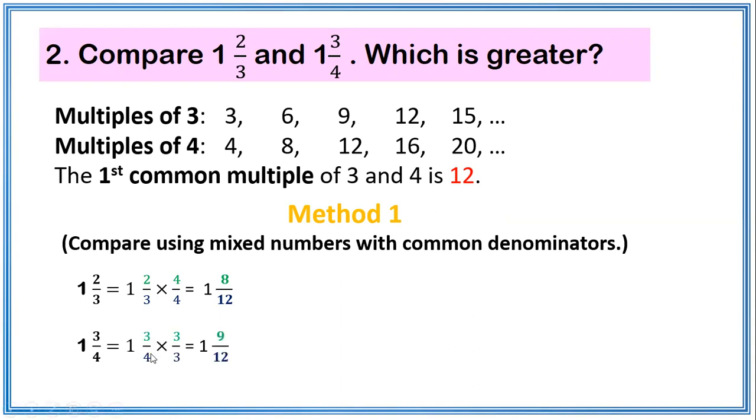Next, 3 out of 4 must be multiplied by 3 out of 3 to get a denominator of 12. So 3 times 3 is equals to 9. 4 times 3 is equals to 12. Again, let us just copy the whole number part. Okay. So as you can see, 1 and 2 out of 3 is equal to 1 and 8 out of 12. 1 and 3/4 is equal to 1 and 9 out of 12.